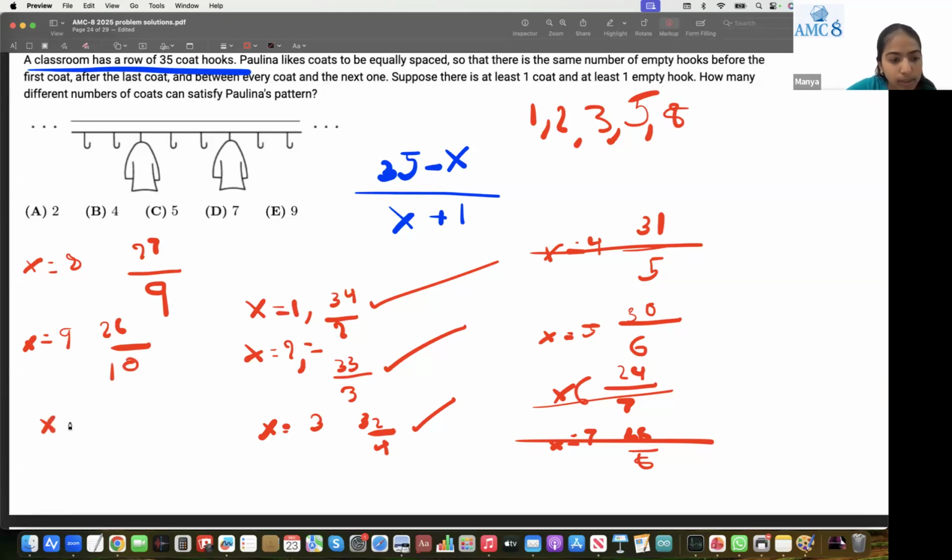x equals 10, which will be equal to 25 by 11. So that will not work as well because that is not an integer. How about x is equal to 11? x equals 11 gives 24 by 12, which can work.